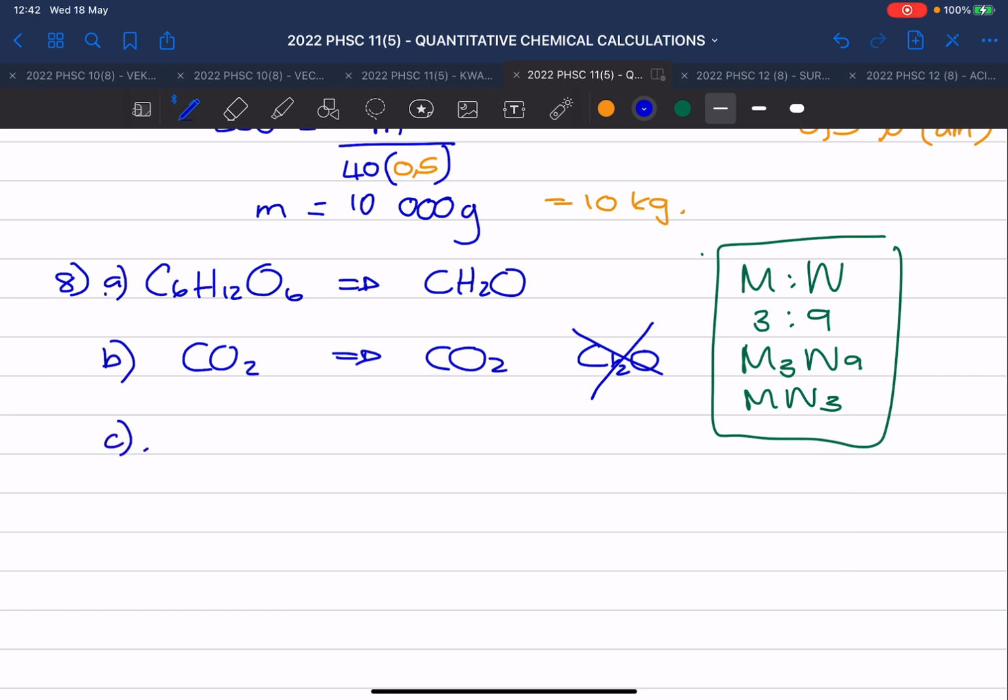Okay, number C is C2H2. What will that be? Where do you get the 4 from? Maybe it's confusing this way.